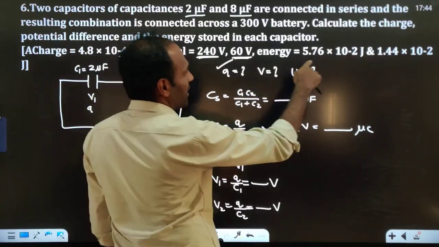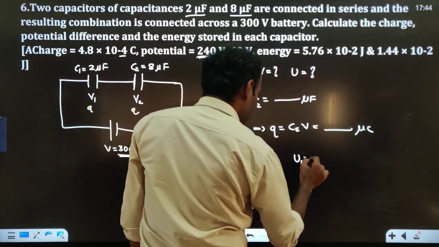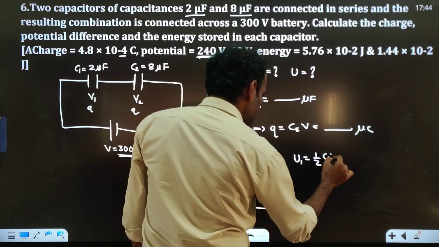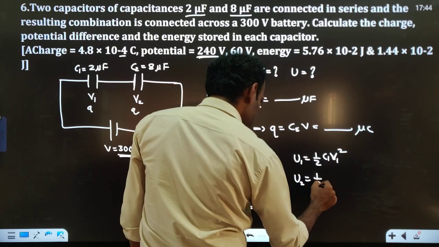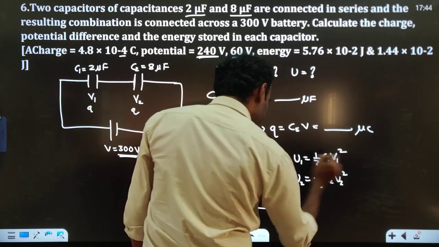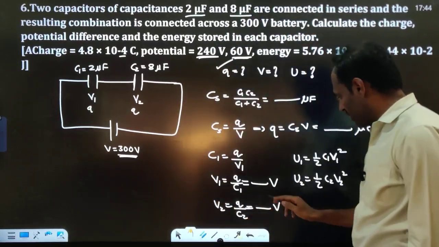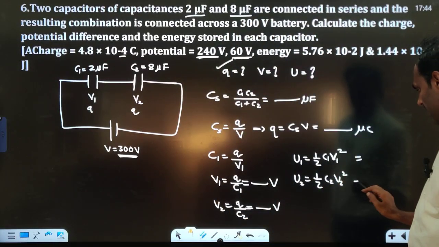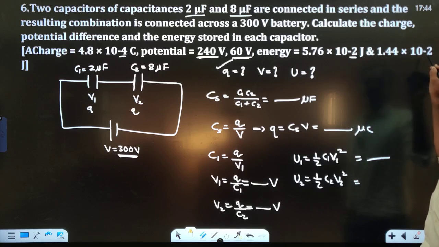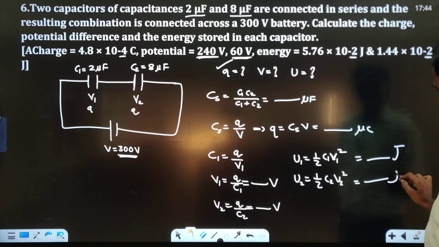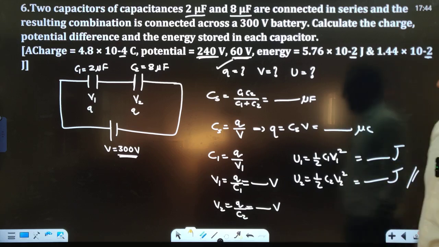Similarly, you have to calculate the energy of both the capacitors. U1 is equal to half C1 into V1 square. U2 is equal to half C2 into V2 square. C1, C2 are given, V1, V2 you will get here, substitute them and you will get the energies. This is 10 to the power minus 2, this also 10 to the power minus 2 joule. So these energies will be in joule. This is how you have to calculate the energies.